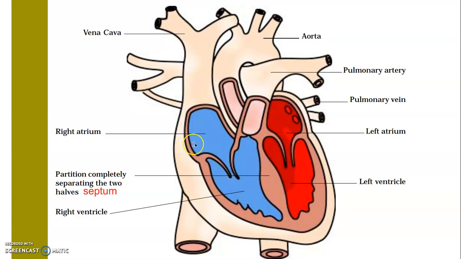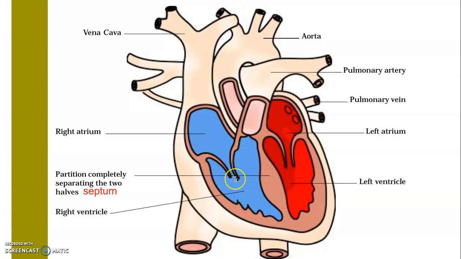These top chambers are the atria. In plural, it is atria, and in singular, it is atrium. So this is the right atrium, and this is the left atrium. The lower two chambers are your ventricles. This is the left ventricle and this is the right ventricle. And you can see this flap-like structure; they are valves.